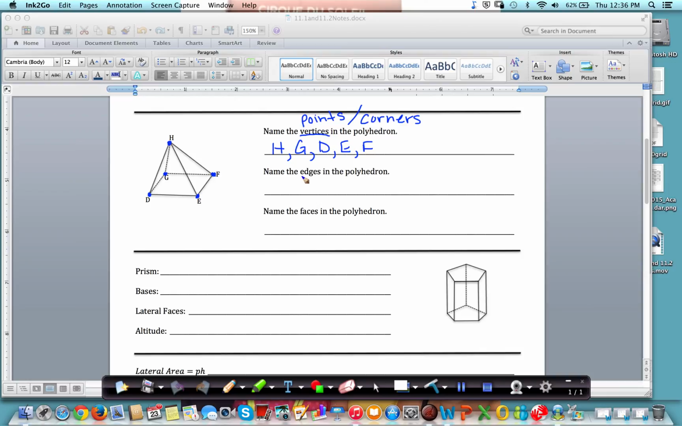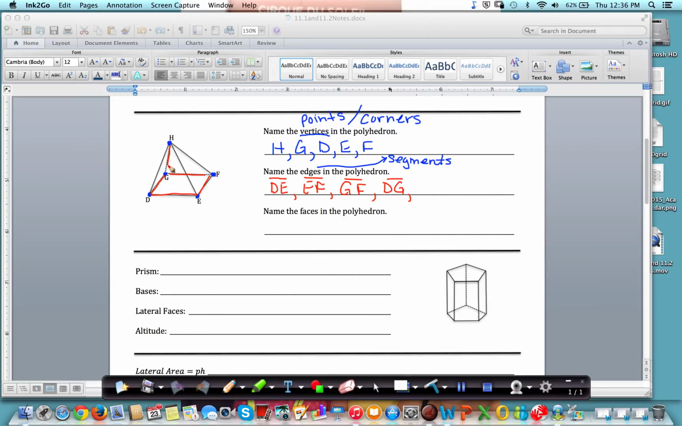Name the edges. So remember that these edges are segments. Okay, so we're naming the segments. So I'll do these in a different color for you so we try to have them jump out a little bit. So we have this edge, DE, and it's a segment, so we have to put that little segment mark above it. So DE, we have EF, we have GF. Notice I'm going around the base in sort of a pattern, DG. That helps me to not forget any.